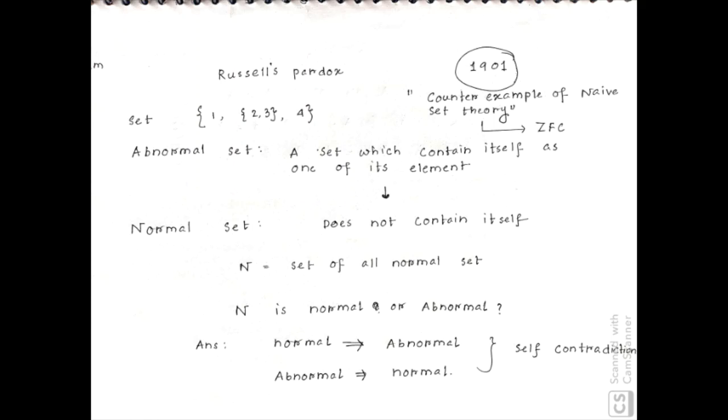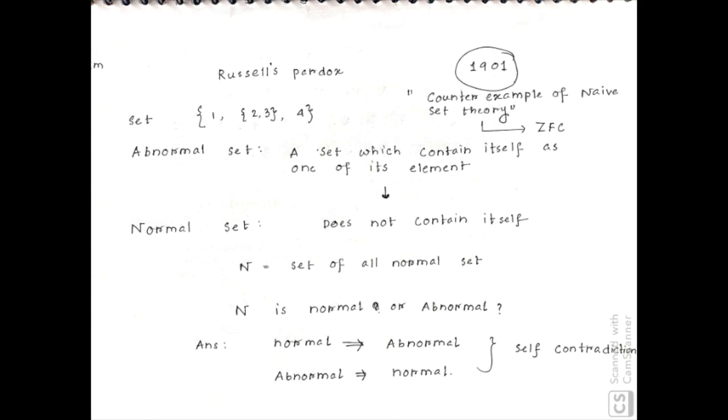So, most sets are normal. And if we suspect that abnormal sets are in some way undesirable, we might try to confine our attention to the set N of all normal sets. So now, we have a collection of normal sets that we call N. So N, capital N, is the set of all normal sets.